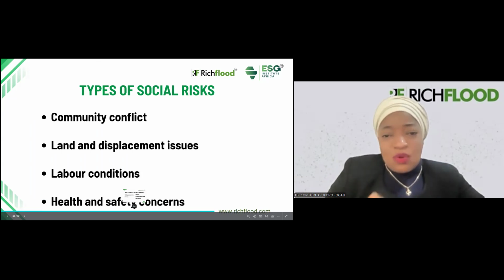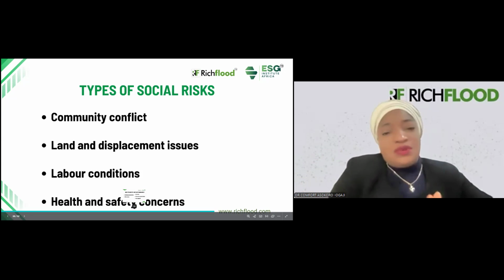Maybe the project had acquired 1,000 hectares of land or 500 hectares of land. If the social risks associated with that land take are not properly managed, it could lead to land disputes. It could lead to displacement issues. Maybe the occupiers of the land, it is their farmland, their source of livelihood. It could lead to that displacement. And other risks within the organization could also be labor conditions, and it could be health and safety concerns. So even when a project is technically sound, social risks can stop it from operating effectively. This is why we do these assessments.